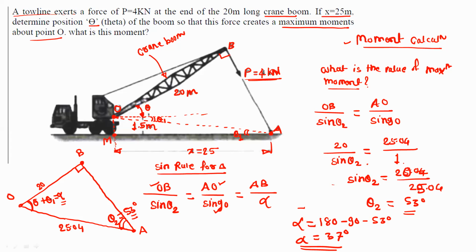And to find out the theta value, the question is we have to find out this theta value. Theta 1 we have already calculated, and this value is 3.43. So theta plus theta 1 is equal to alpha. So theta is equal to 37 minus 3.43. So you will get the value theta is equal to 33.57.